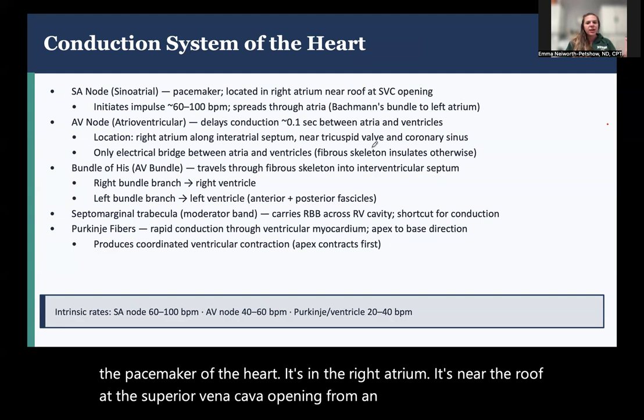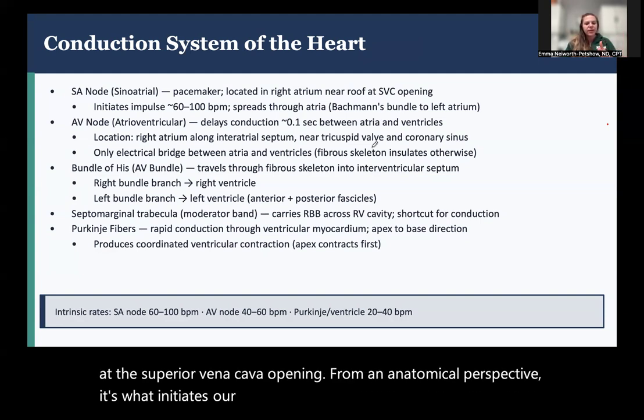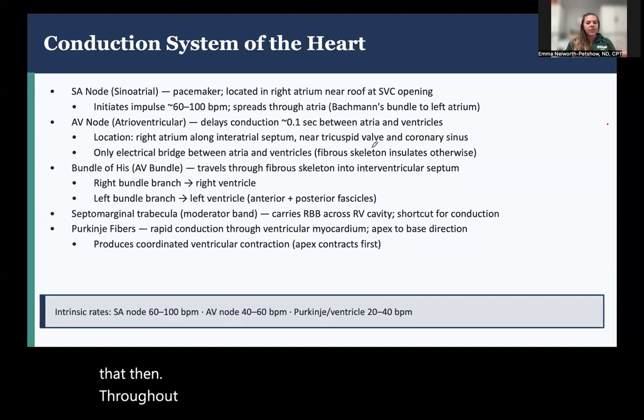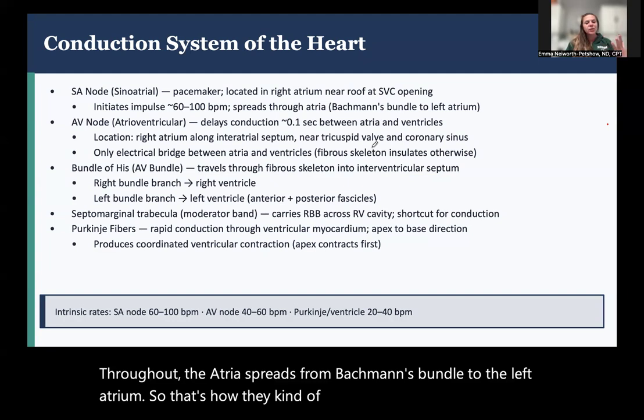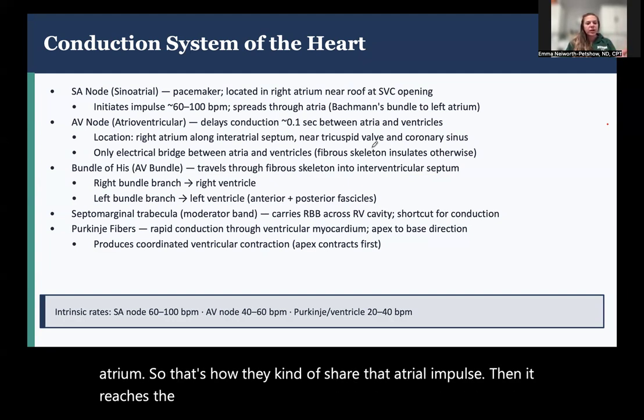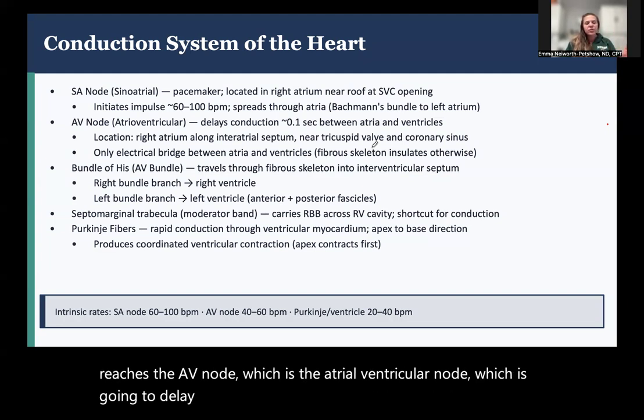It's what initiates our impulse at 60 to 100 beats per minute that then spreads throughout the atria, and spreads from Bachmann's bundle to the left atrium. So that's how they share that atrial impulse. Then it reaches the AV node, which is the atrioventricular node, which is going to delay conduction just a tiny little bit to allow for a separation between the atria and the ventricles.